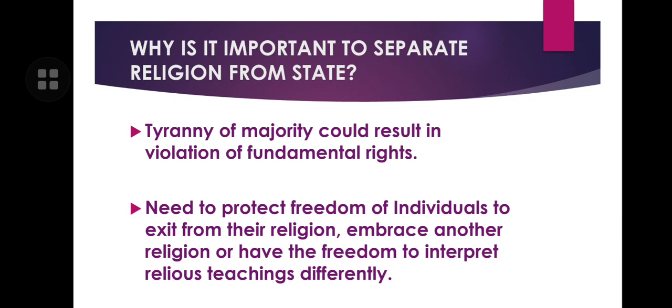If the state power is there with one religious community, in that case it may misuse this power and financial resources to discriminate against persons of other religious groups. Now, any form of domination based on religion may violate the fundamental rights that a democratic country guarantees to its citizens. So, it is essential for a democratic country to be secular, because it has to protect the freedom of individuals to exit from their religion, adopt another religion, or have the freedom to interpret religious teachings differently.